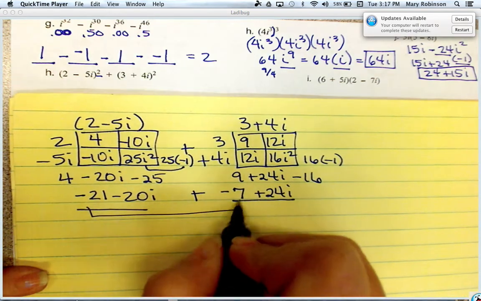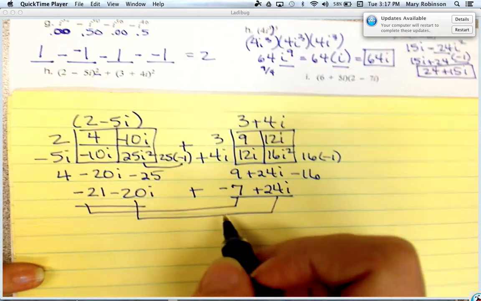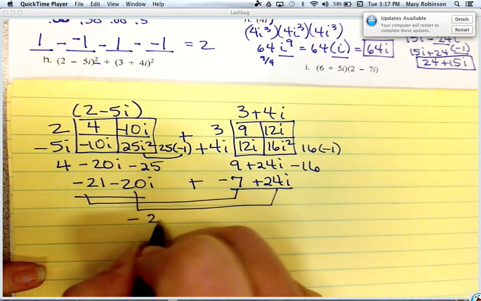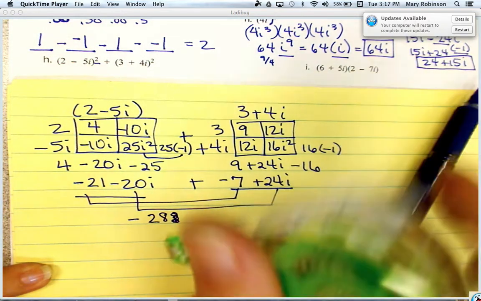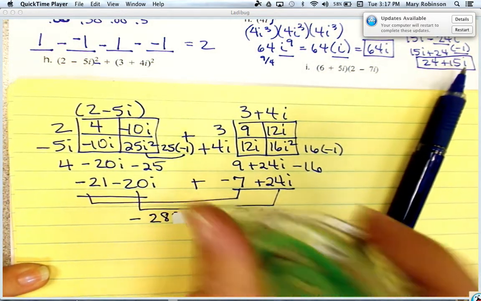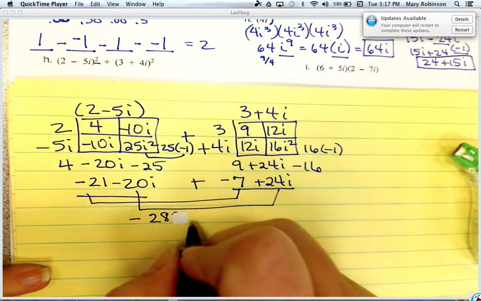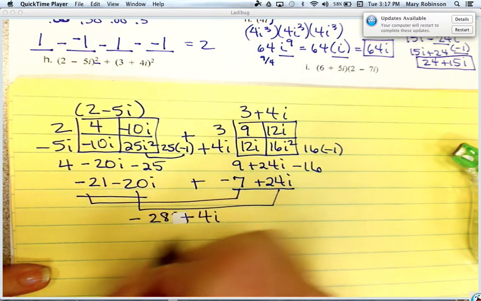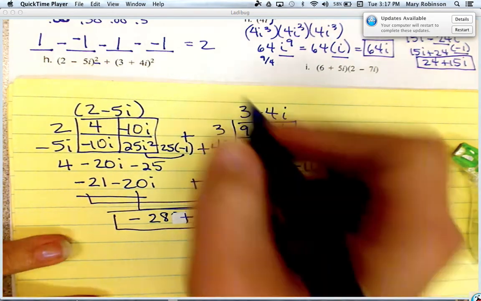At this point, I want to combine my like terms, so I have -21 plus -7. Put any of this in your calculator, if you need to. Oh, I'm sorry, not i. So that's just -28. -20 plus 24 is positive 4i. So our answer is -28 plus 4i.